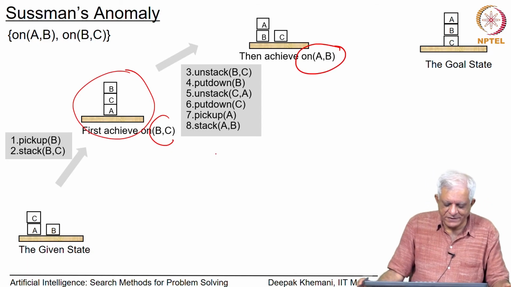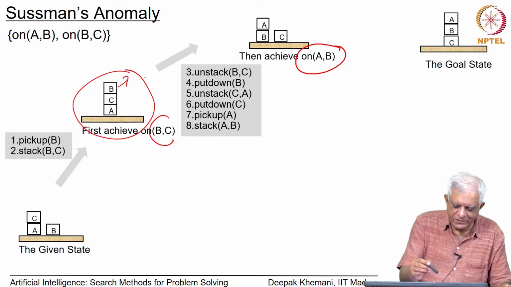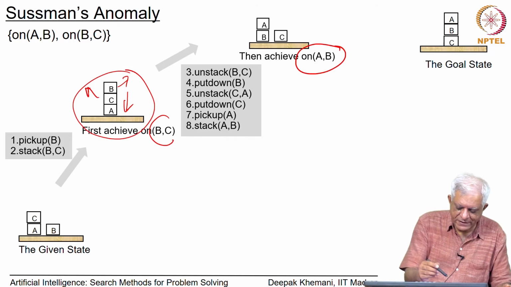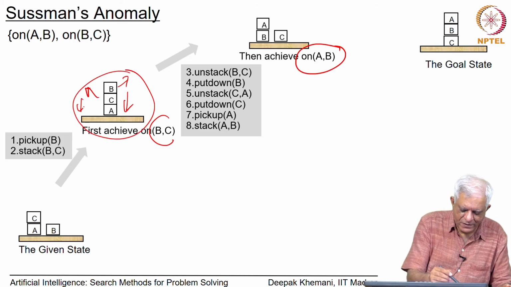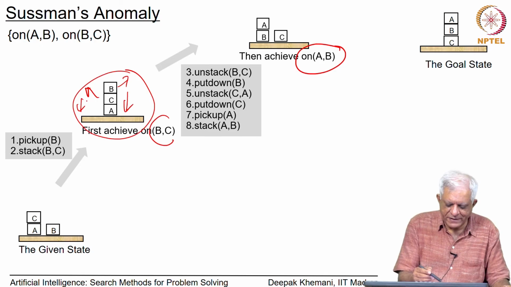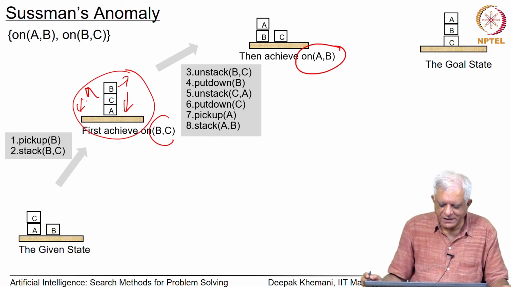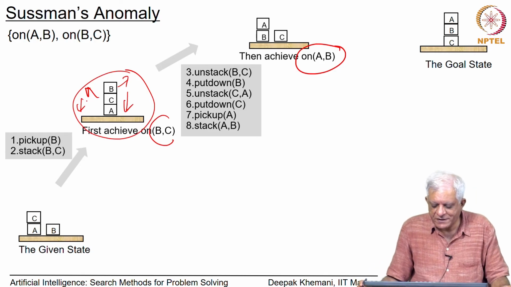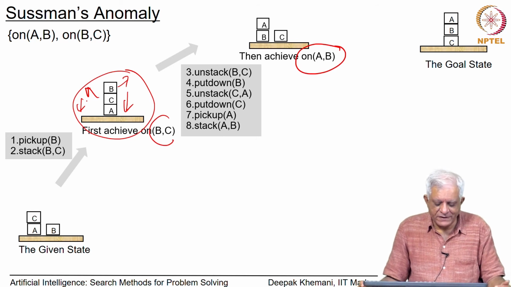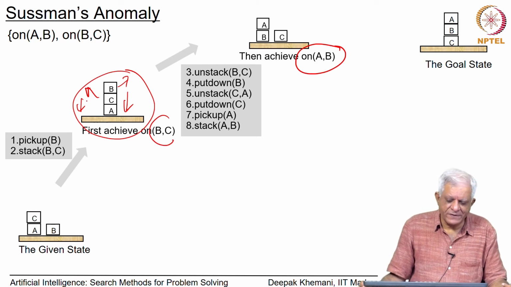You first unstack B, then you put it down, then you unstack C, and then you put it down, and then you pick up A and stack it onto B. You have put down B on the table. So, this is the state that you end up in. So, you can see that first achieving on B C and then achieving on A B did not work essentially.